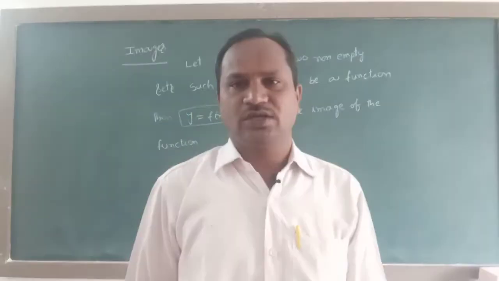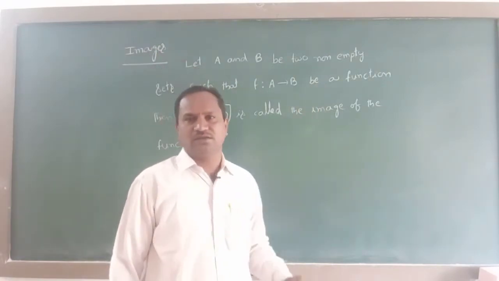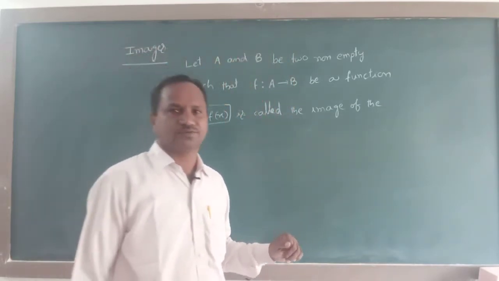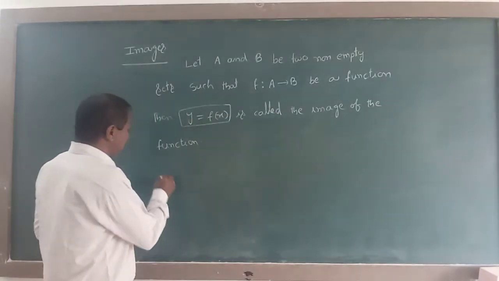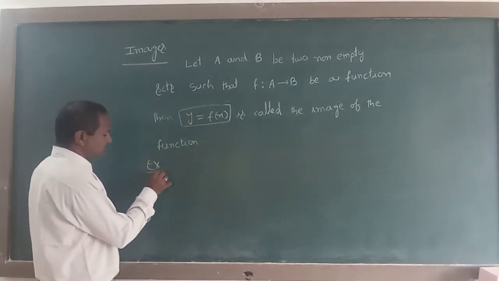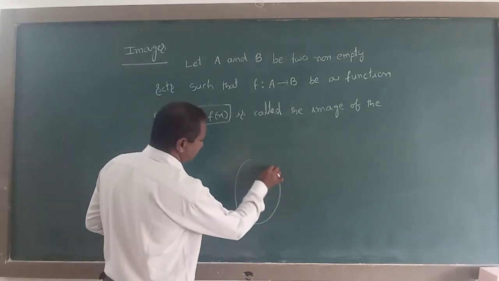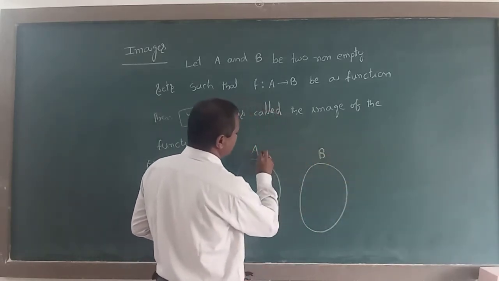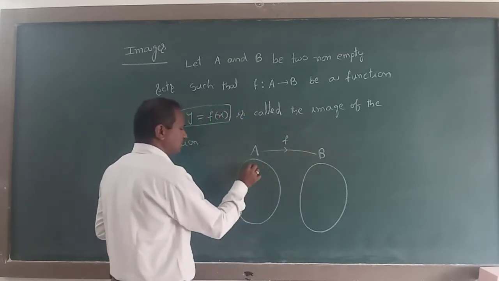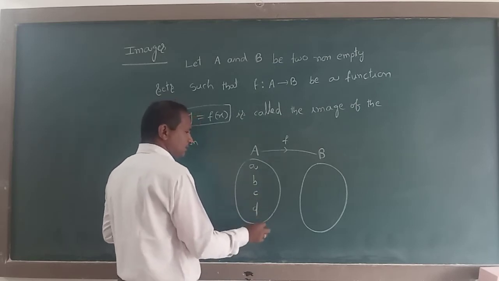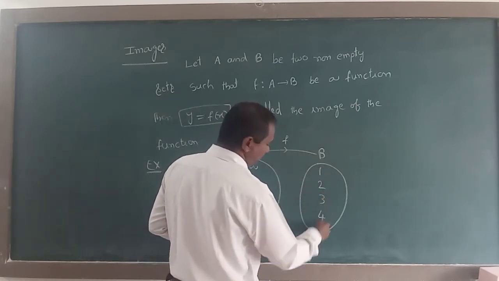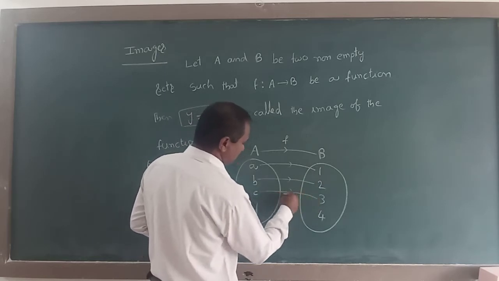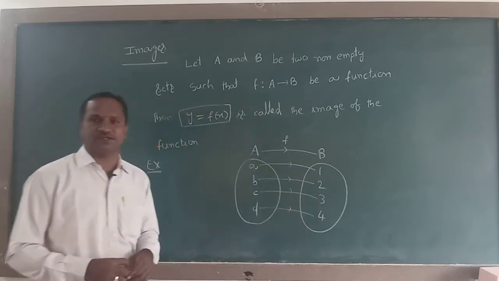Last lesson I told you this, but if you look at it directly, maybe you can't understand it well. If you go through it diagrammatically, you can analyze everything easily. I will show you an example diagrammatically. One set A is there, and it is set B here. F from A to B is a function. Here A, B, C, D and here 1, 2, 3, 4. A is mapped to 1, B to 2, C to 3 and D to 4.